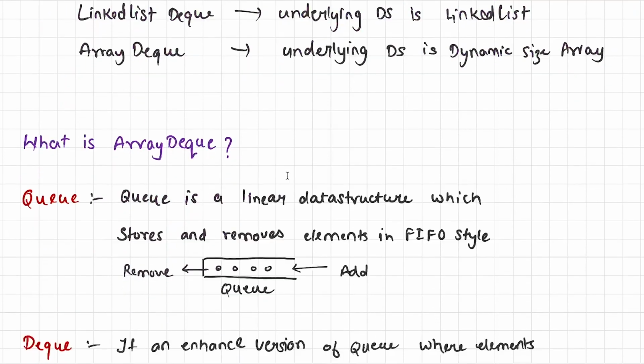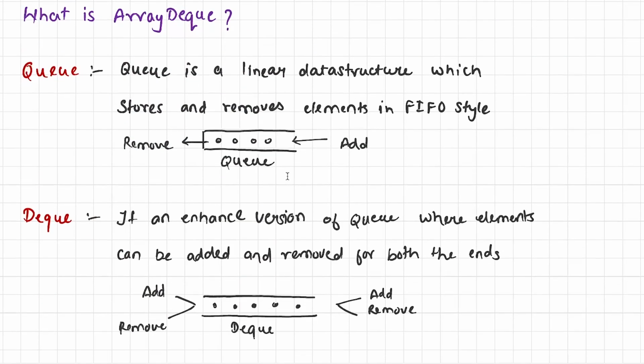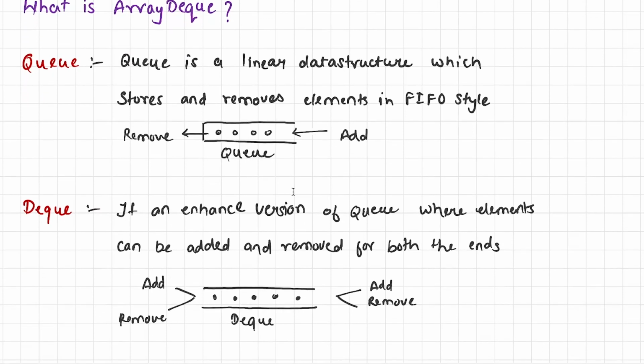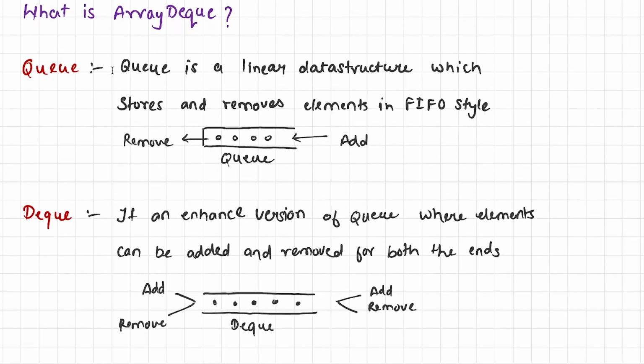In order to understand what ArrayDeque is, first we are going to understand what a queue is, what a deque is, and then what ArrayDeque is. So let's start with the queue. A queue is a linear data structure which stores and removes elements in FIFO style, where FIFO stands for first in first out. The element that enters the queue first will be removed first from the queue. Let's say we have a queue and it has one end from where elements are added and one more end from where elements are removed. So this is all about queue.